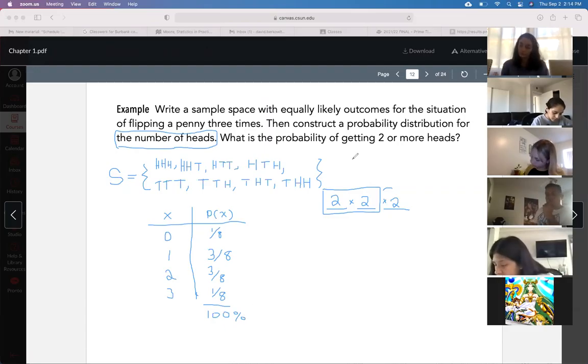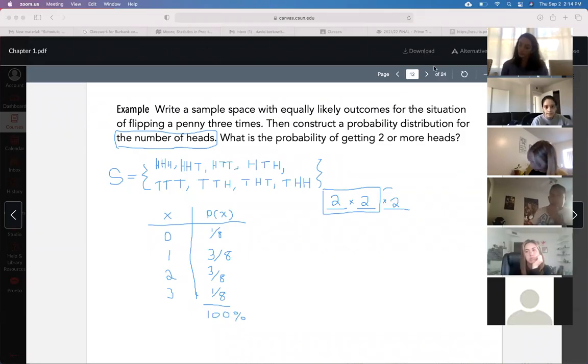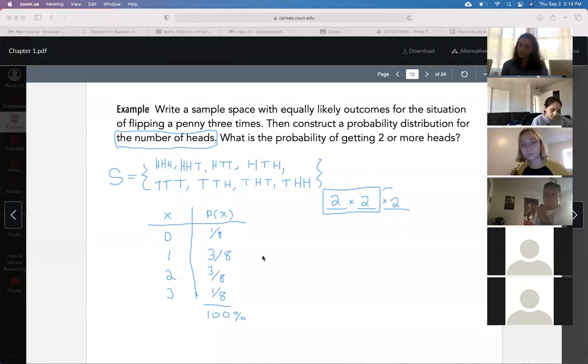Does that make sense? And can I erase everything I wrote? Yes. Number 1, how did you get the 3/8? Well, look at the 8 outcomes. How many of them have exactly 1 head? This one here, 1, 2, 3. So of the 8 equally likely outcomes, 3 of them land with 1 head. Got it. And similarly for the others.